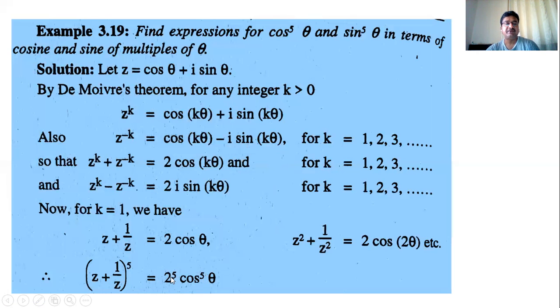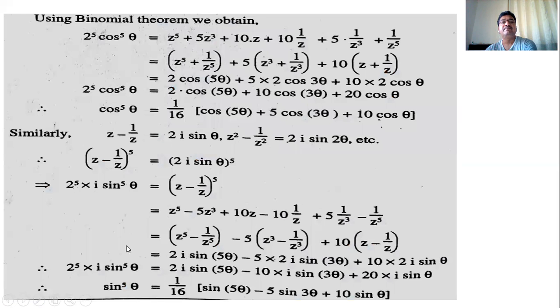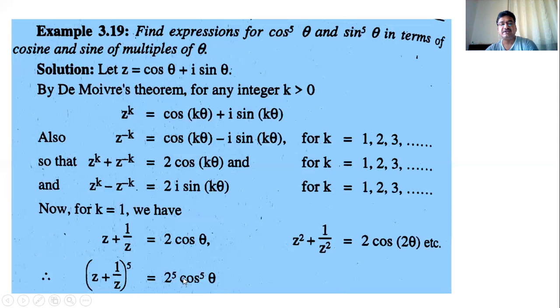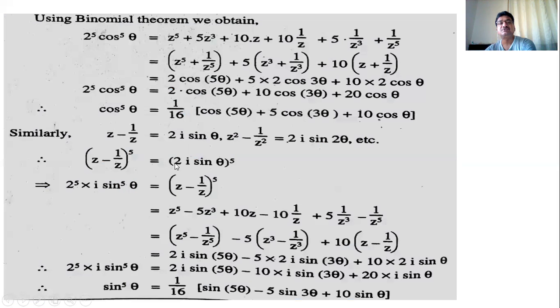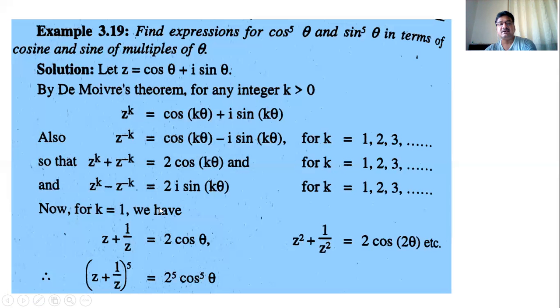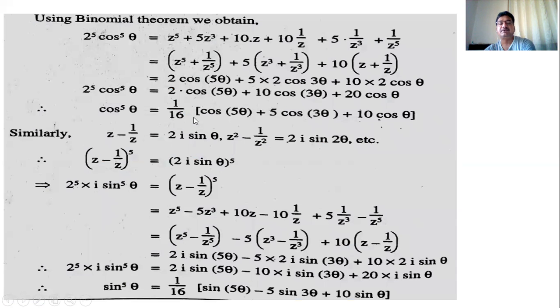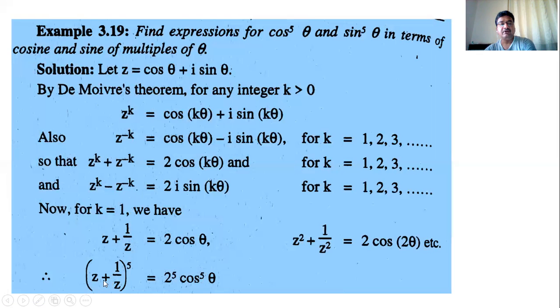So (z plus 1 by z)^5 is 2^5 cos^5 θ. 2^5 is 32, but we keep it as 2^5 cos^5 θ. Now expand this z plus 1 by z. Write 2^5 cos^5 θ as LHS, and (z plus 1 by z)^5 by using the binomial theorem. For (x plus y)^5 we have 6 terms. The first term is z^5.